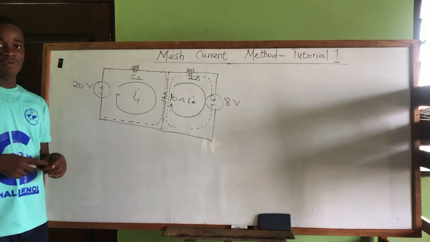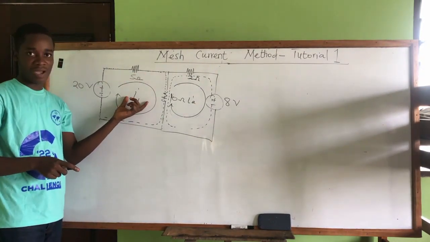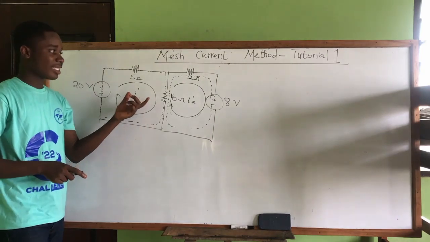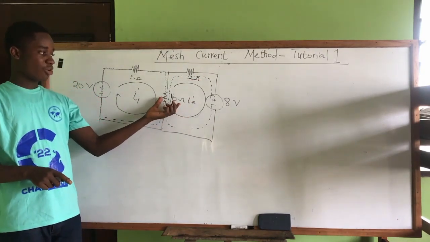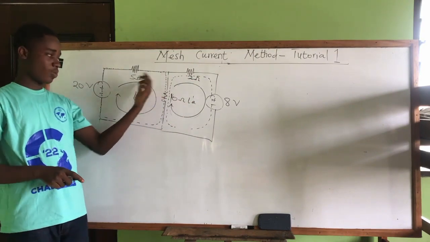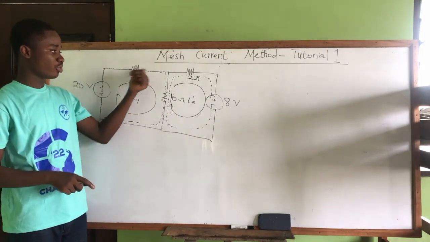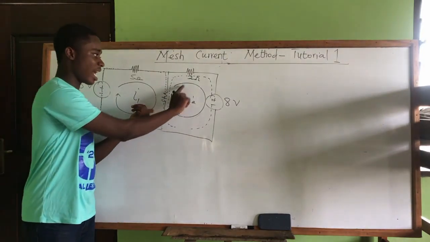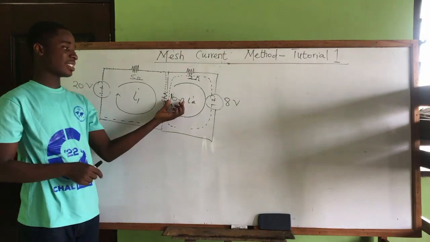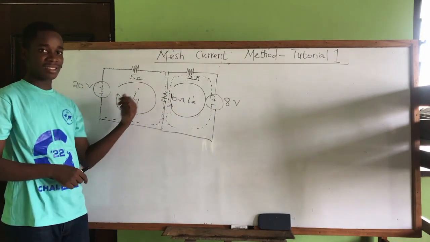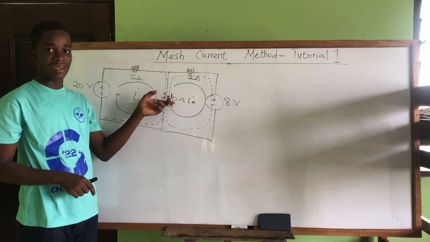So if we ask ourselves, what is the current flowing through the 5? The current flowing through the 5 is I1, right? The current flowing through the 2 is I2. But the 10 ohms here is between mesh 1 and mesh 2. And we have current I1 flowing through the 10, at the same time current I2 flowing through this 10. So the current through the 10 is the difference between I1 and I2, because they are flowing in opposite direction.